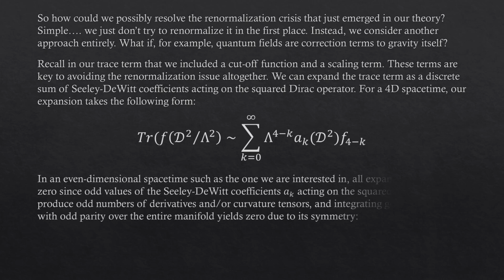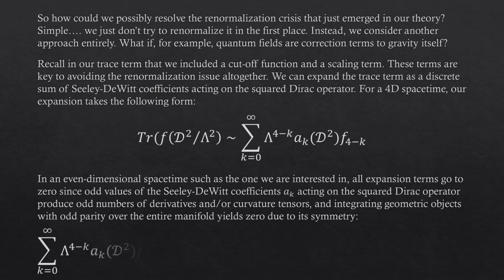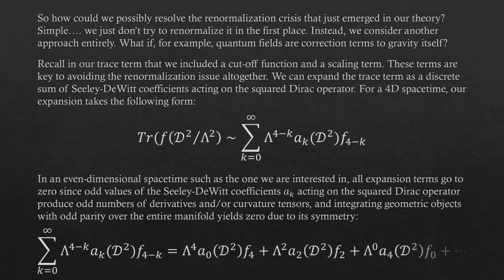In an even-dimensional spacetime, such as the one we are interested in, all odd expansion terms go to 0, since odd values of the Seeley-DeWitt coefficients a sub k acting on the squared Dirac operator produce odd numbers of derivatives and/or curvature tensors. And integrating geometric objects with odd parity over the entire manifold yields 0 due to its symmetry. So here we are left with the even terms written out explicitly.